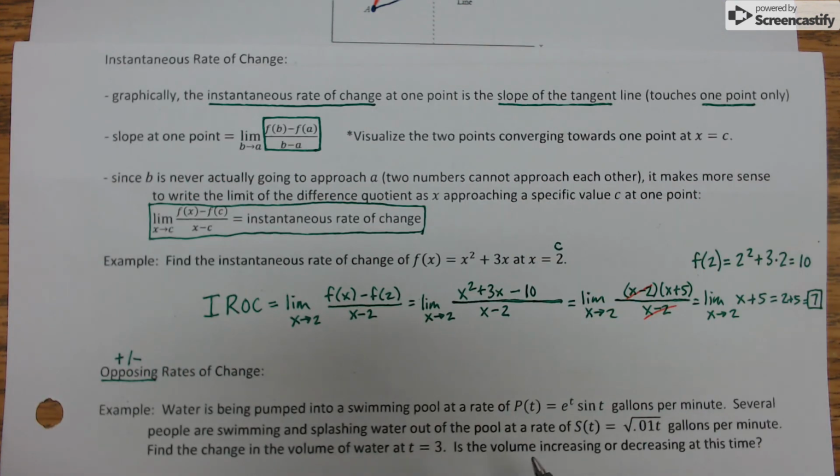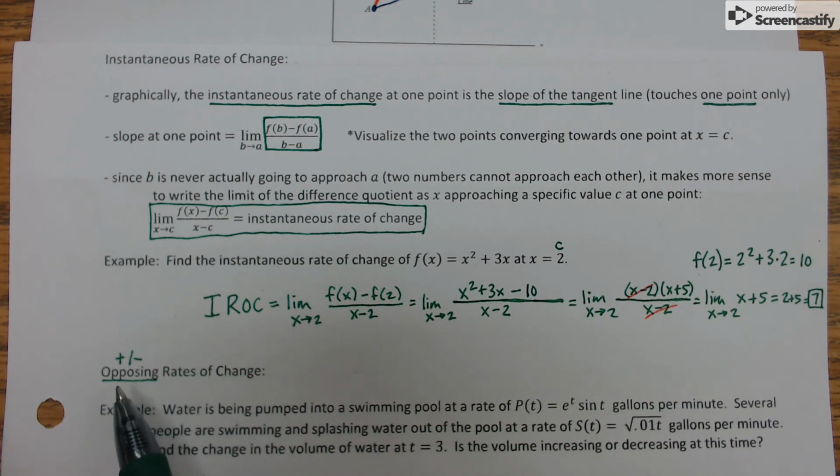There's one last topic about rates of change that I want to address in this lesson, and it's when you have two rates of change that are actually in opposition or opposing each other. And what that means is that you have a positive and a negative rate that are working against each other. This is a topic that comes up in a lot of AP questions, so I'd like to save this example for us to do in class together. See you then.